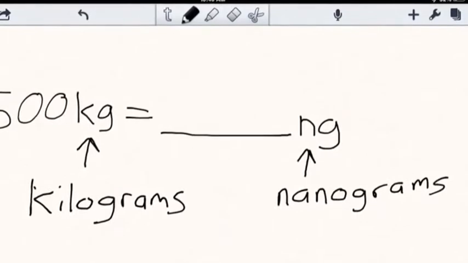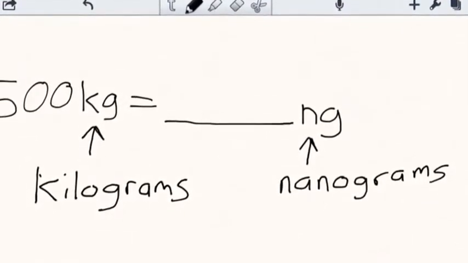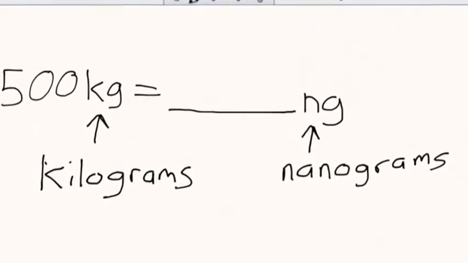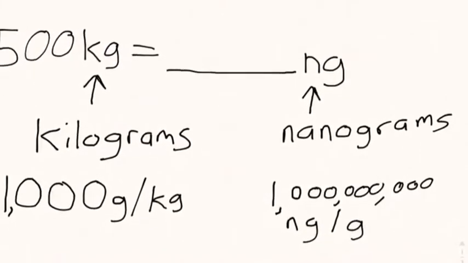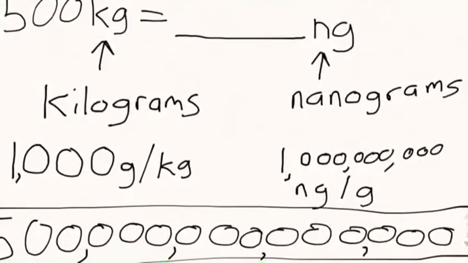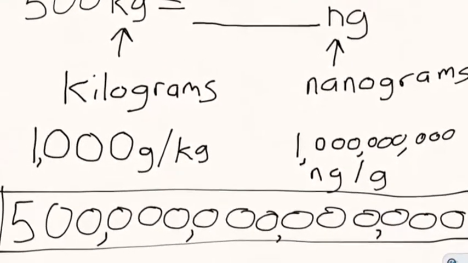The kg stands for kilograms, which is 1,000 times greater than the base unit. The ng means nanograms, which is 1 billion times smaller than the base unit. There are 1,000 grams in every kilogram, and there are 1 billion nanograms in every 1 gram. After doing the analysis and arithmetic, we are able to find that there are 500 trillion nanograms.